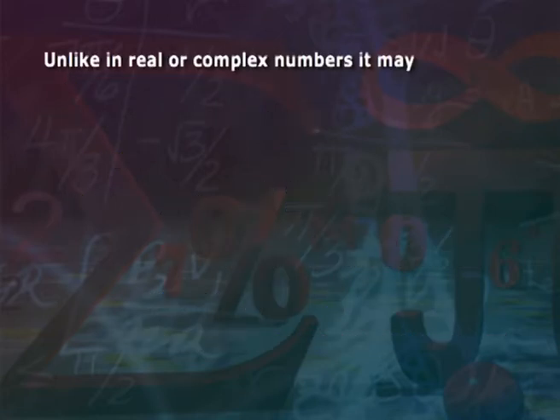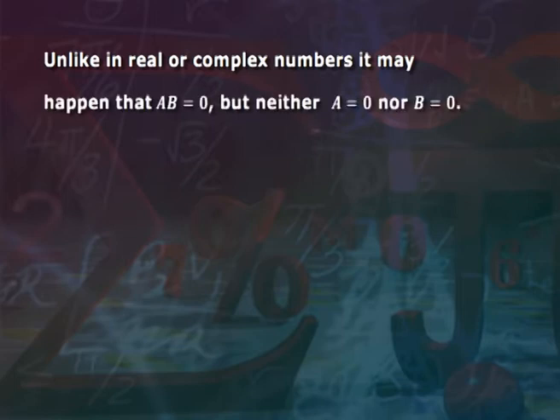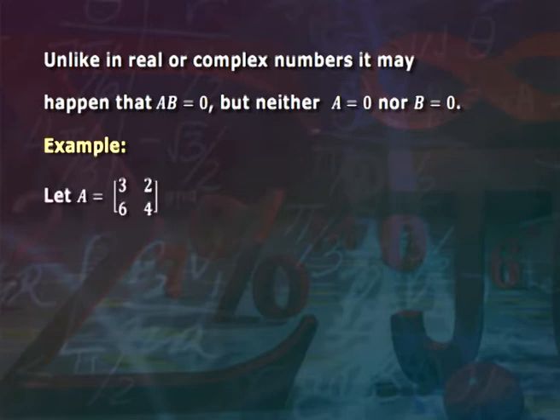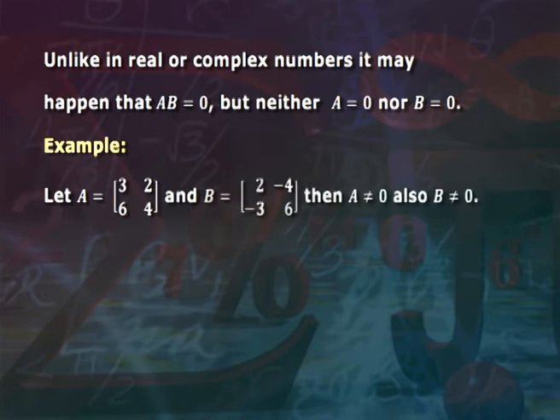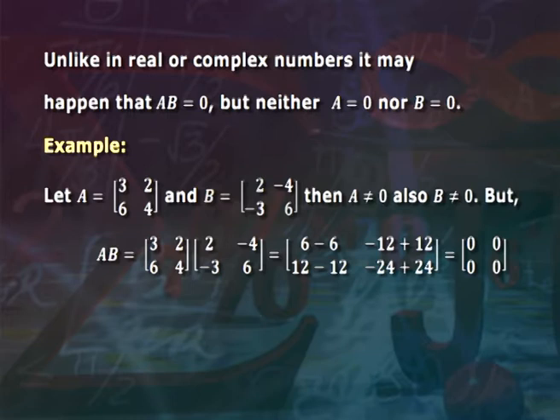Unlike in real or complex numbers, it may happen that AB equal to 0, but neither A is equal to 0 nor B equal to 0. Example, let A equal to [3, 2; 6, 4] and B equal to [2, -4; -3, 6]. Then A is not equal to 0, also B is not equal to 0, but AB, which is equal to [6 - 6, -12 + 12; 12 - 12, -24 + 24], which is equal to [0, 0; 0, 0].